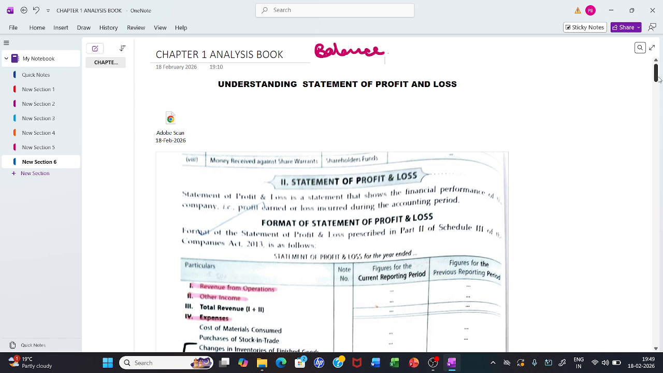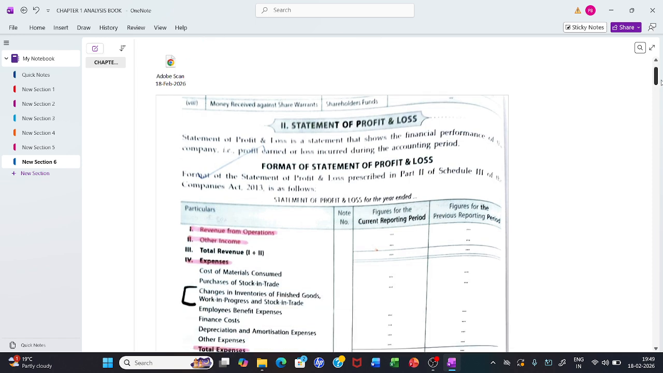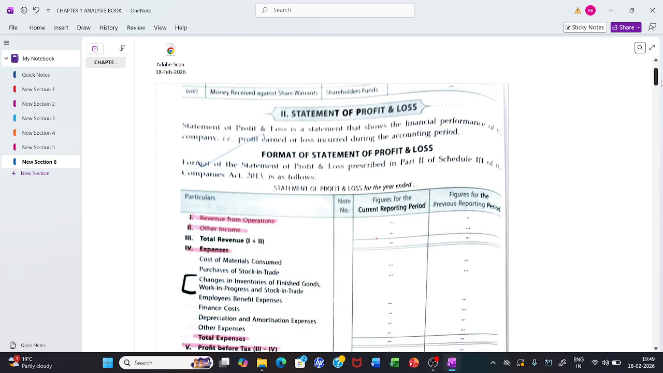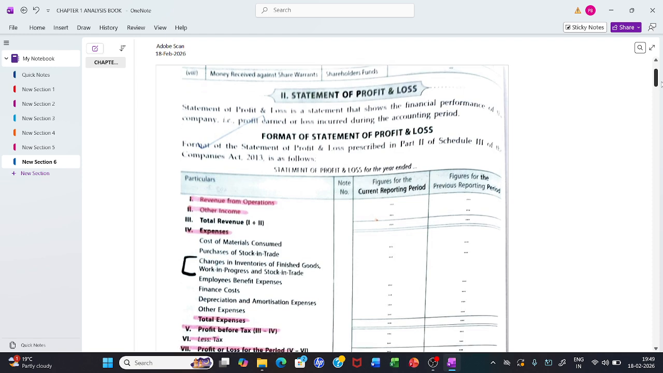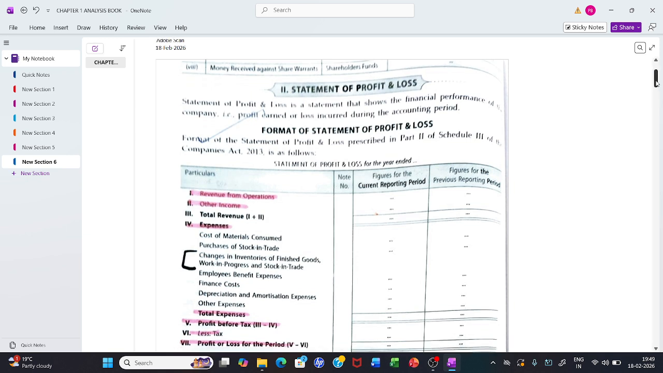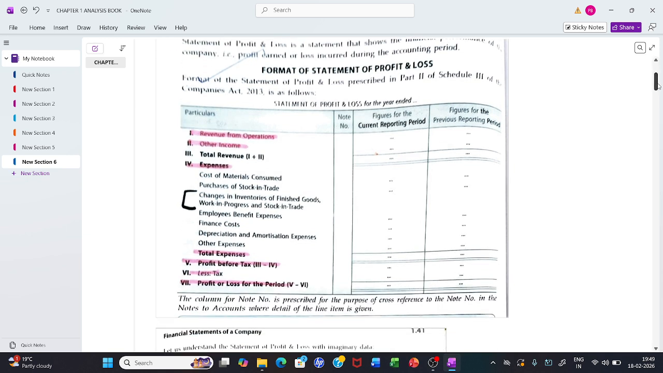The current year sample paper also has a one marker based on the same. Last year's common size question also required knowledge of this. So let's understand it. This is how your statement of P&L looks like. It's no longer a T format.